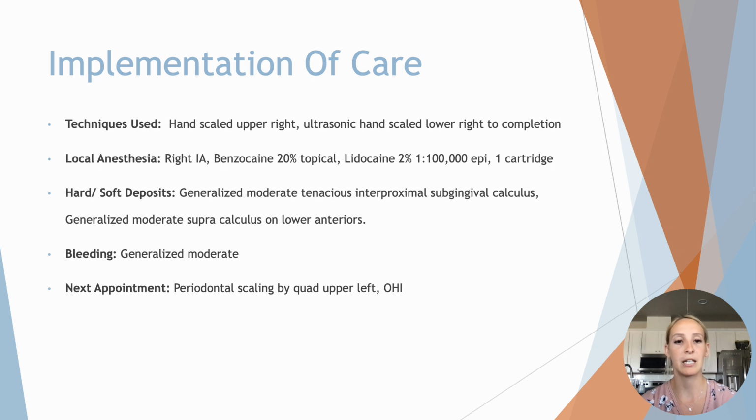Implementation of care: technique used, hand-scaled upper right, ultrasonic and hand-scaled lower right to completion. Used local anesthesia, did an IA on the right side using benzocaine topical 20%, lidocaine 2%, 1 to 100,000, using 1 cartridge. Hard and soft deposit: generalized moderate tenacious interproximal subgingival calculus, generalized moderate supracalculus on those lower anteriors, and bleeding generalized moderate. And at his next appointment, periodontal scaling by quad in the upper left, and OHI.